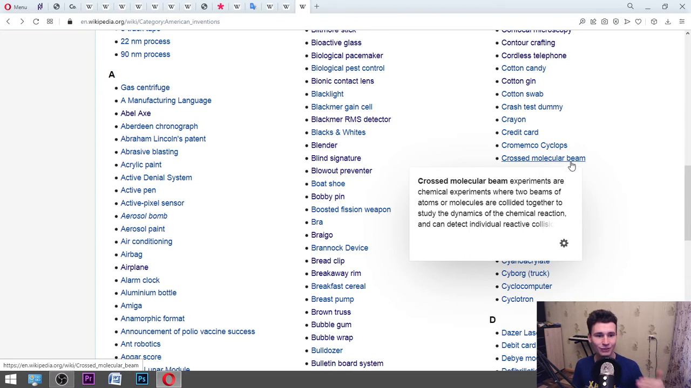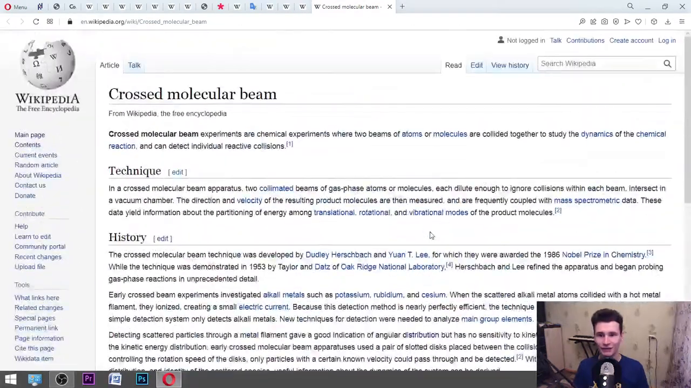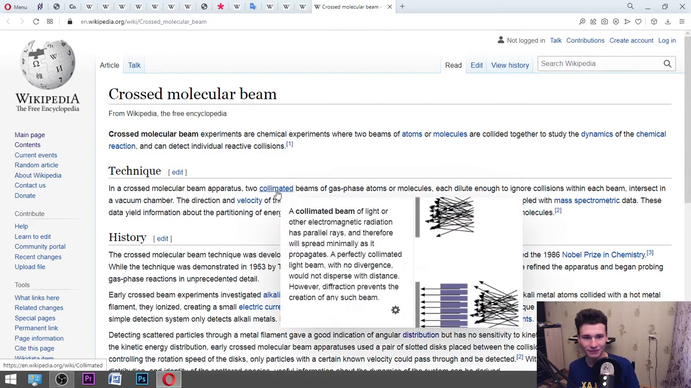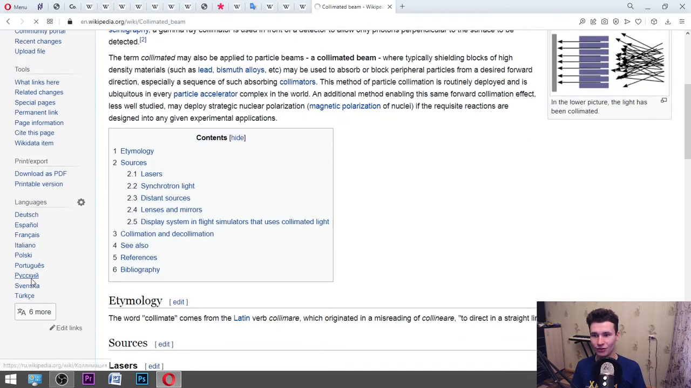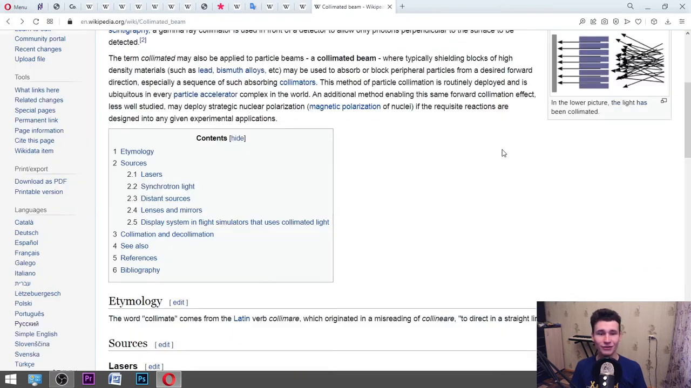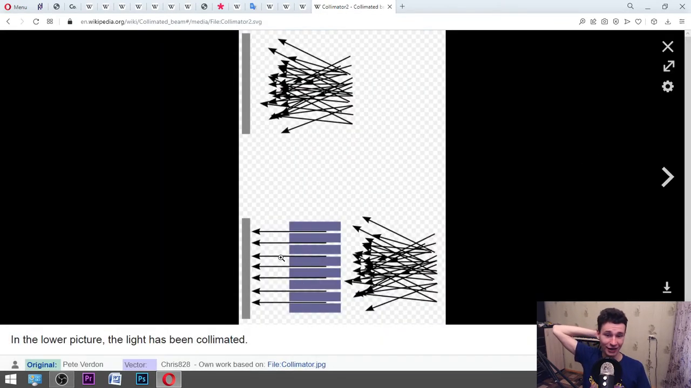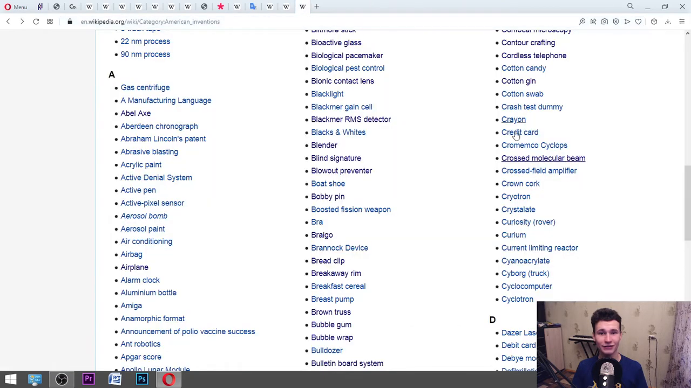Crossed molecular beam experiments are chemical experiments where two beams of atoms or molecules are collided together to study the dynamics of chemical reactions and can detect individual reactive collisions. Okay, it is velocity, translational, rotational, vibrational modes, collimated beams, and we have them. Collimated beam, in Russian language коллимация. It is a specific way how we use it, and look at this, it is specific like rays, and we have some rectangles here, one more rectangle, and arrows.